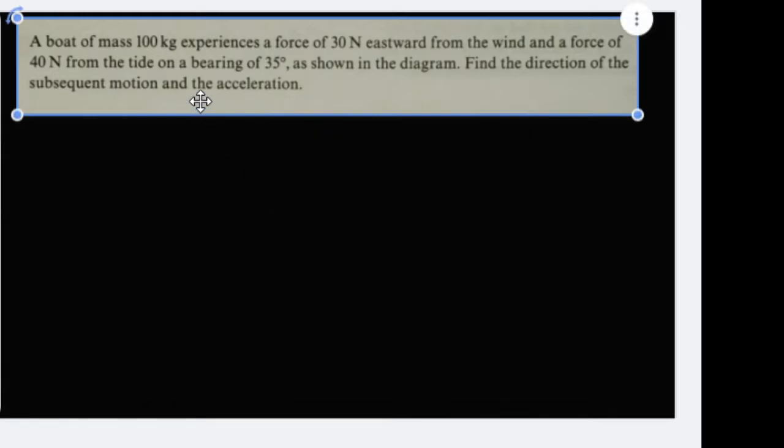A boat of mass 100 kilogram experiences a force of 13 Newton eastward from the wind and a force of 14 Newton from the tide on a bearing of 35 degrees as shown in the diagram. Find the direction of the subsequent motion and the acceleration. Let's get the diagram.